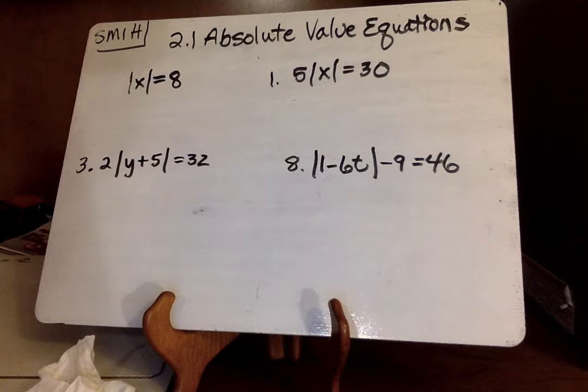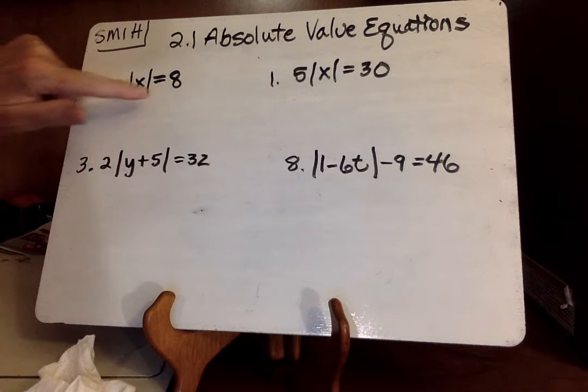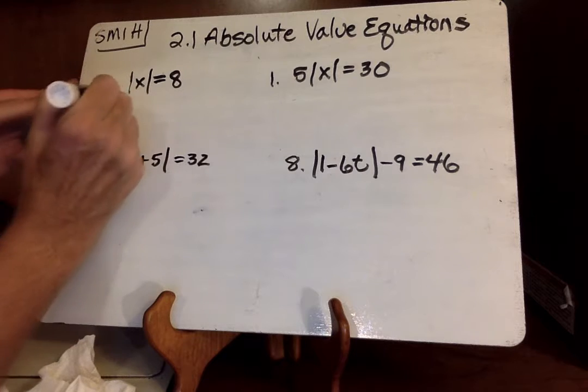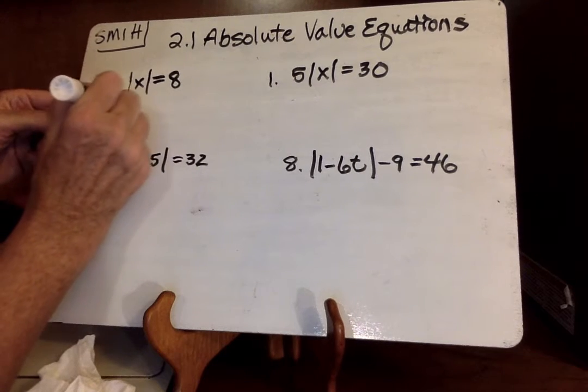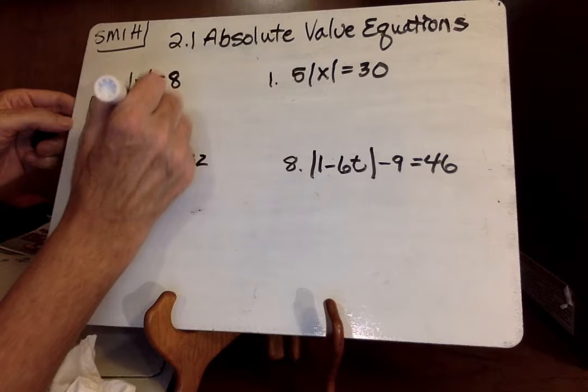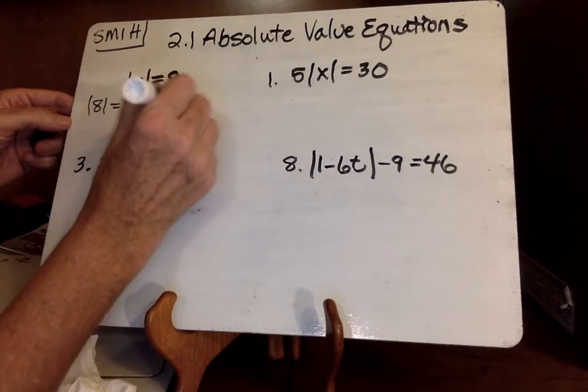Hello students, today we're going to review absolute value, what it means, and how to solve absolute value equations. First of all, remember the definition of absolute value is how far a number is from zero, okay? So in general, you'll have two solutions when you have the absolute value of x equals 8. So we know that the absolute value of 8 equals 8 and the absolute value of negative 8 equals 8.